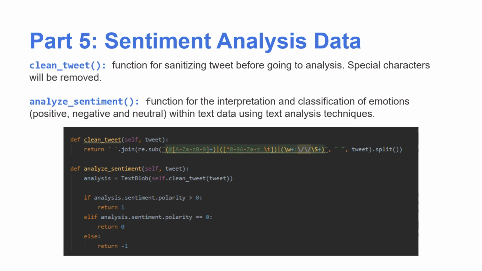Here, the developers have written 2 functions. First is the clean tweet function. This is used for sanitizing tweets before going to analysis. Special and unnecessary characters will be removed. Second is the analyze sentiment function. This will interpret and classify the emotion of the tweets, whether it's positive, negative, or neutral.